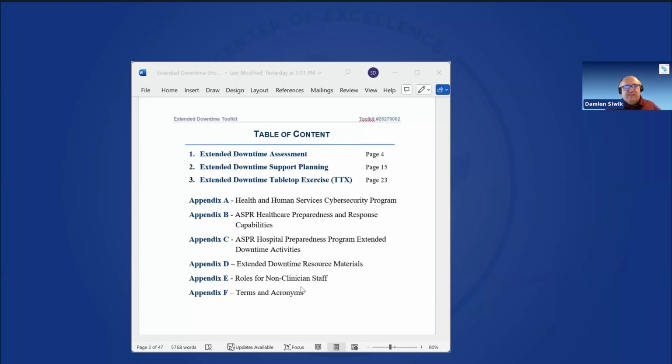We did also include the ASPR Healthcare Preparedness and Response capabilities with the 4 key responsibilities baked throughout the document, in the assessment, in the plan, and most importantly, in the exercise. The third appendix is, of course, the ASPR Hospital Preparedness Program Extended Downtime Activities, not the full cooperative agreement, but just the components out of the cooperative agreement that relate to extended downtime. We provide 4 additional resources in Appendix D. In Appendix E, a little bit of a gold nugget from past experience of an extended downtime event that I will describe further. And of course, the traditional terms, definitions, and acronyms, all baked into the overarching toolkit.